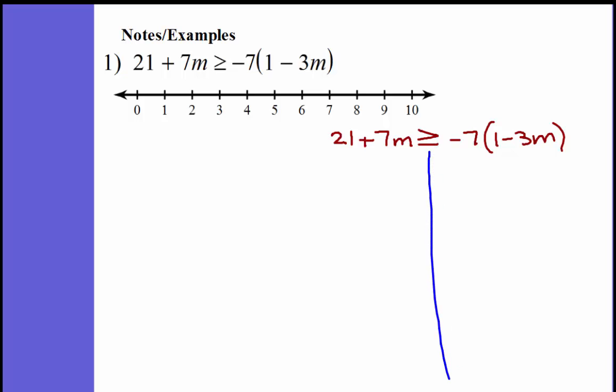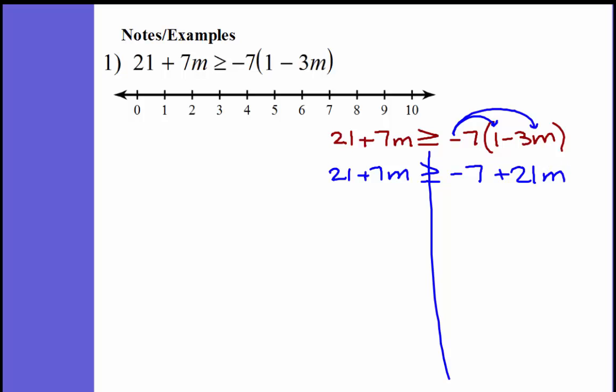The first thing we have to do is try to get rid of the parentheses, alright? So we're going to rewrite the 21 plus 7m to the bottom and rewrite our inequality sign. Then in the parentheses, multiply: negative 7 times 1 is negative 7. Negative 7 times negative 3m is a positive 21m.